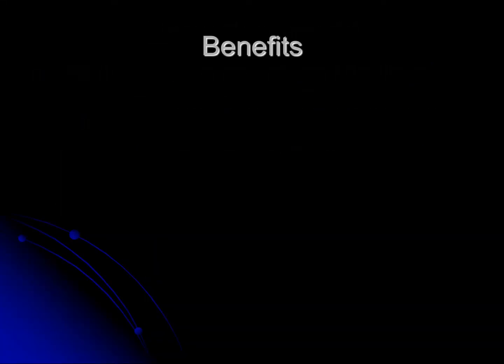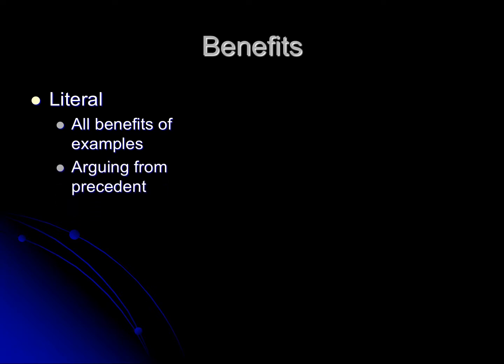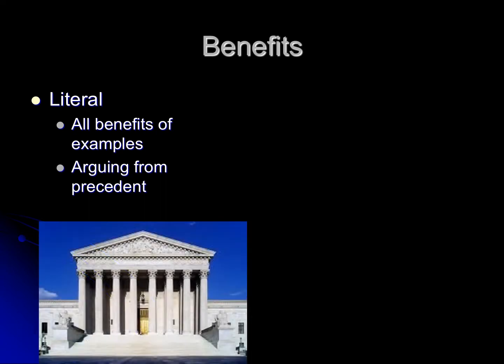Now, what are the benefits for each? For literal analogies, you get all the same benefits of examples, so repeat them from the previous section, but you get a couple specific ones. First, you get the benefit of arguing from precedent, and this is what the Supreme Court does when they review decisions. This is what a lot of legal cases and most people's standards of fair justice go by. The idea is that if we've looked at a case like this before and made a decision on it, then the decisions that go forward in the future should be made by the same rules.